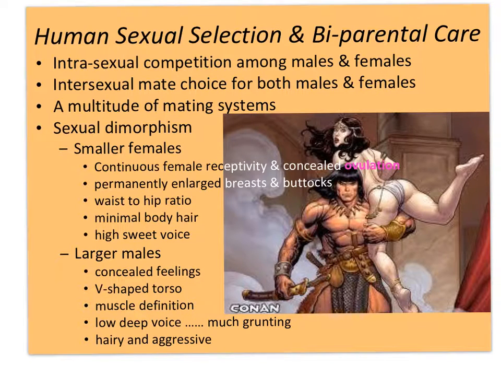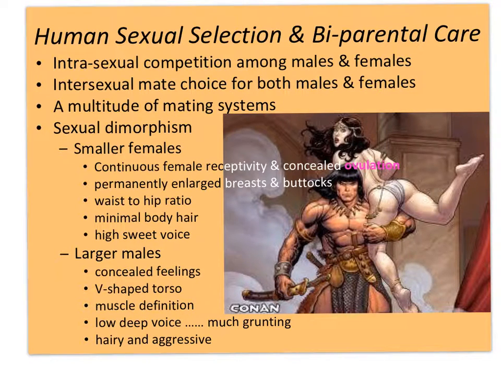So, with humans also, there's intersexual competition among the males against each other and the females against each other because they both provision offspring. So there's also mate choice, in that males and females decide who they want to mate with of the opposite sex. You have all these different mating systems. Some are more common than others. And then there's sexual size dimorphism. Males are generally bigger than females.